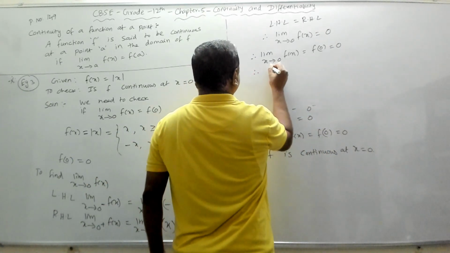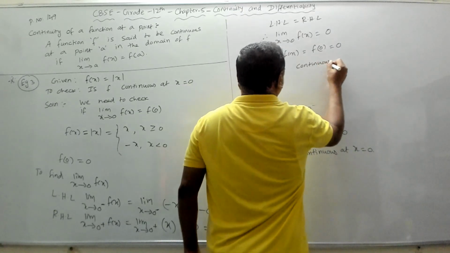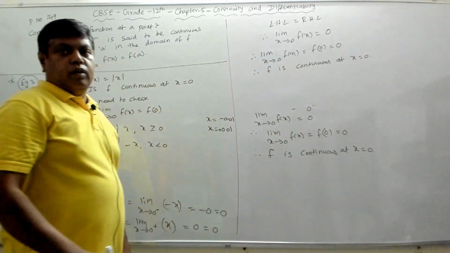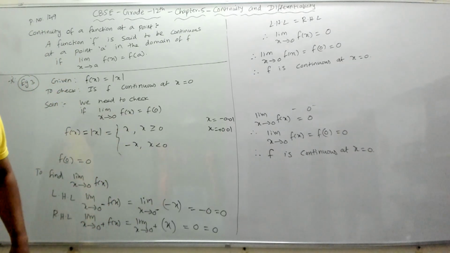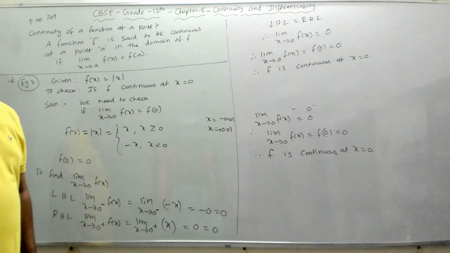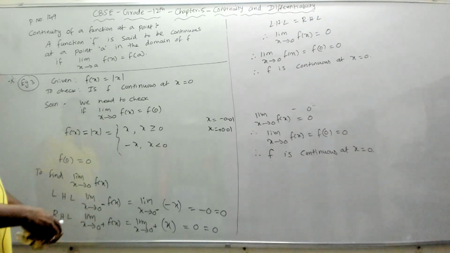Therefore, f is continuous at the point x equal to 0. So, in this case also, f is continuous at the point x equal to 0. Fine. Now let's go to example 4.